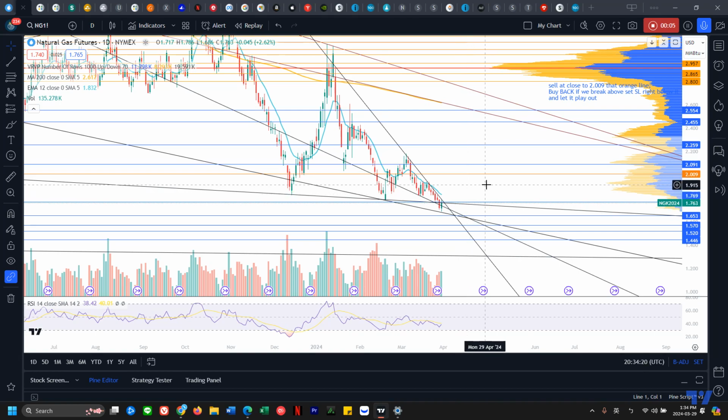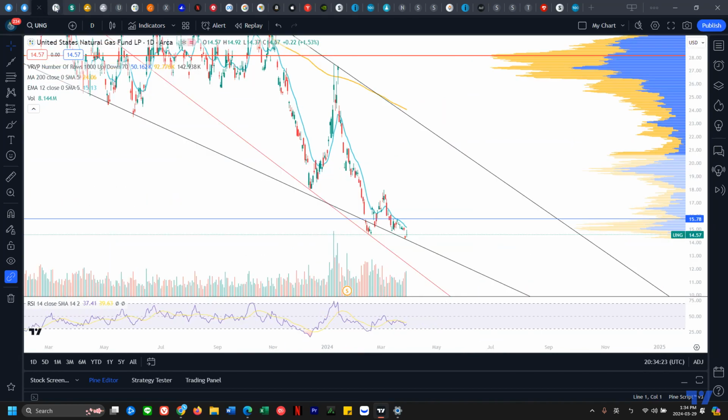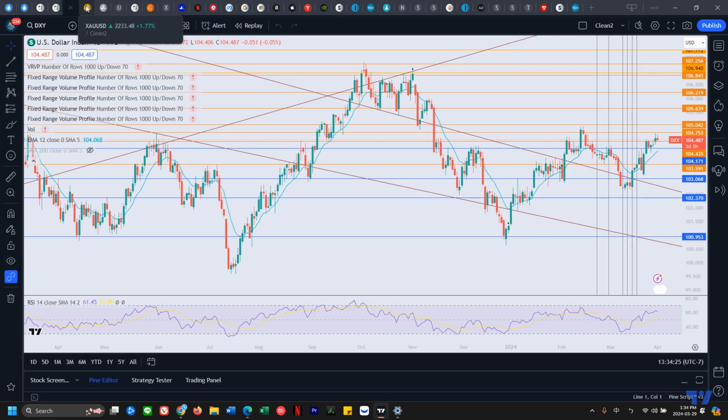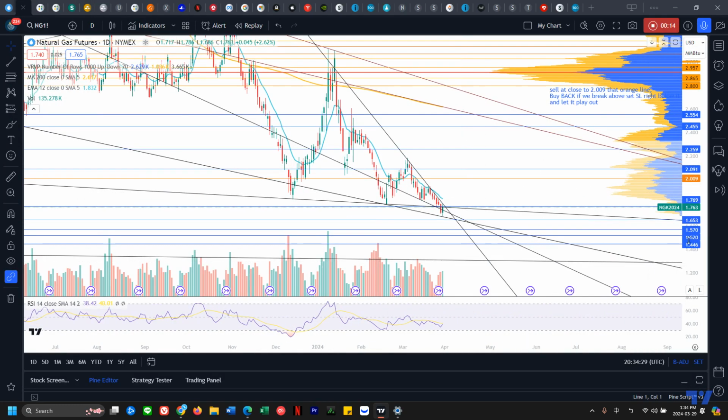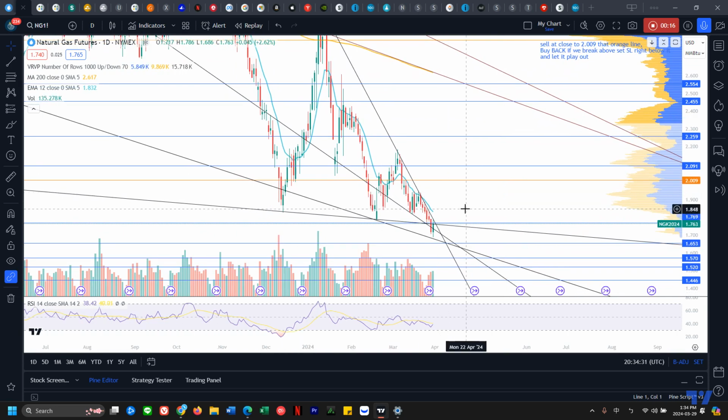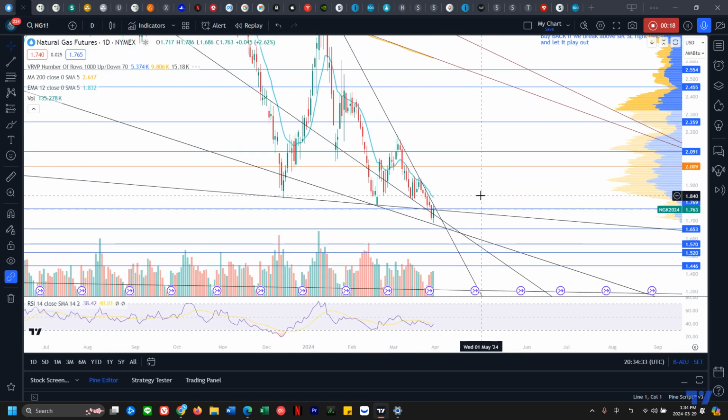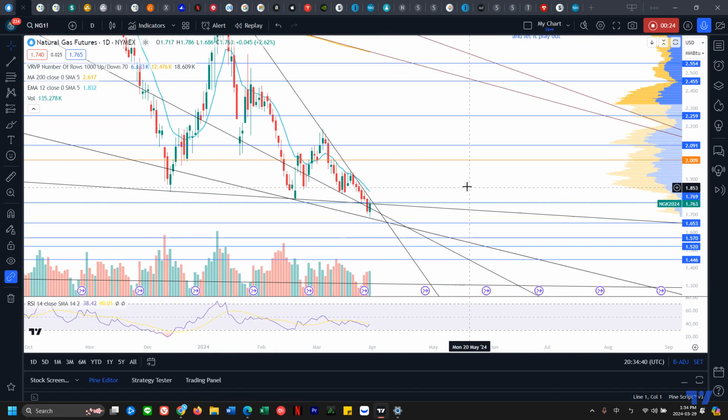And today we'll be looking at natural gas, UNG, as well as oil, US dollar, gold, and silver. So we'll be looking at their support and resistance levels, as well as doing technical analysis on the charts and looking at what's the most likely scenario where price will be heading into later next week. So looking at trends as well.